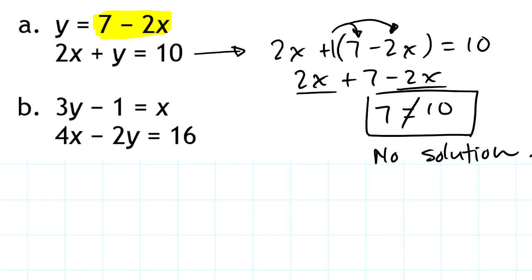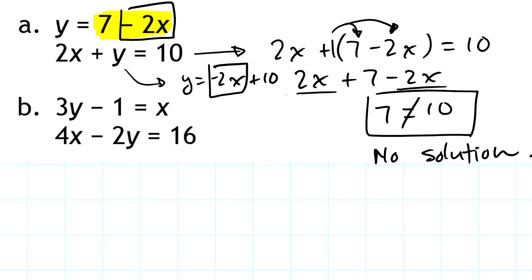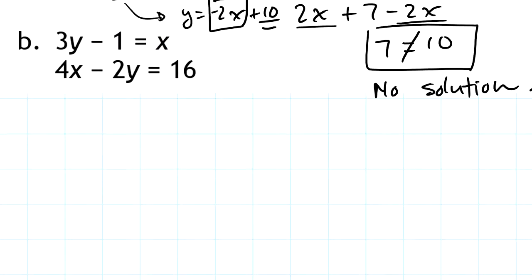In fact, if I was to rewrite this second equation in y equals form, this would be y equals negative 2x and then plus 10. So this one has a slope of negative 2. This one has a slope of negative 2. The first one has a y-intercept of 7. This one has a y-intercept of 10. So they're clearly parallel lines. There's no solution there. So that's done for A. Now let's move on to B.